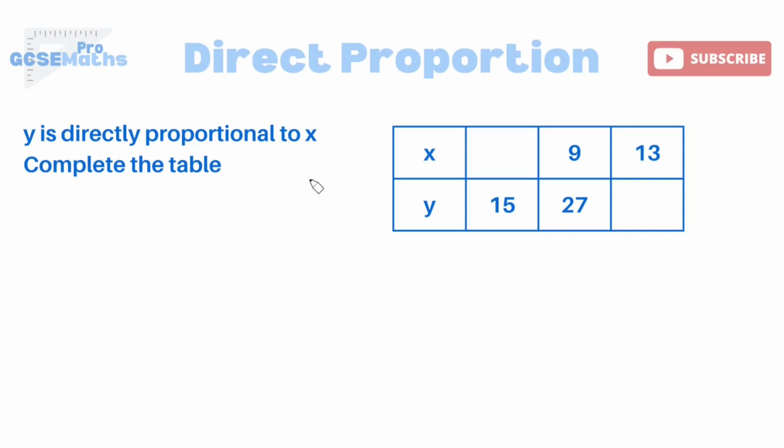Direct proportion, or being directly proportional, means, for example, if y increases, x would also increase. If y decreases, x will also decrease. So they're kind of going in the same direction, if that makes sense. This one, it just says complete the table. Okay, well, if you haven't seen this before, you're not going to know where to start.